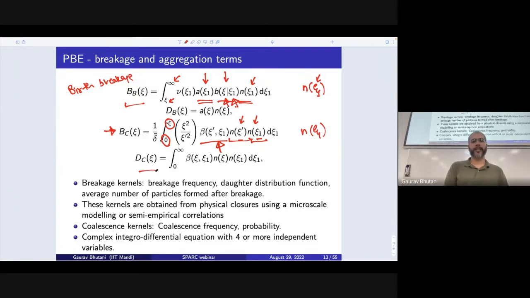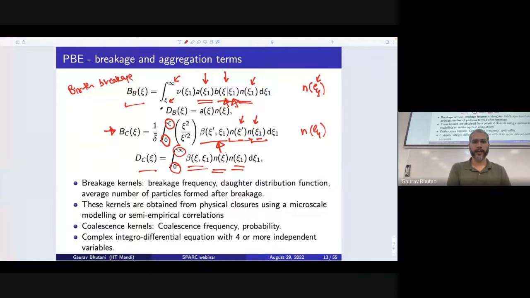And next is death of particles of size xi due to coalescence. And how does that happen? When a particle of size xi combines with any other particle of size xi1, let's say, it dies. That's outflux. Since we are gaining particles of size xi, we are also losing, because whatever is currently of particle size xi is combining with other particles and leaving. So xi1 ranges from 0 to infinity, because our current particle of size xi can combine with any size particle, and that results in the death of that particle. So that number decreases. And again, since it's coalescence, we have a coalescence kernel.